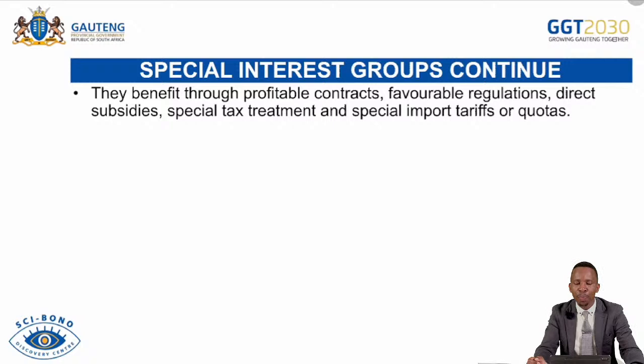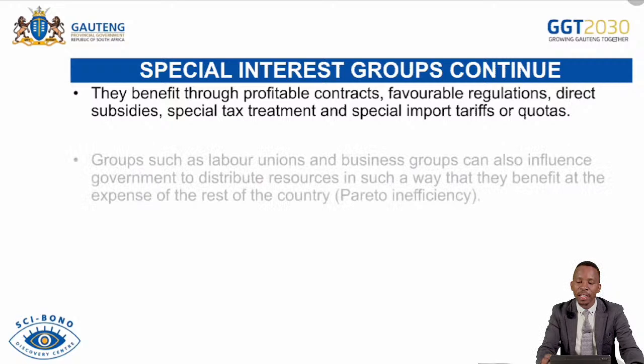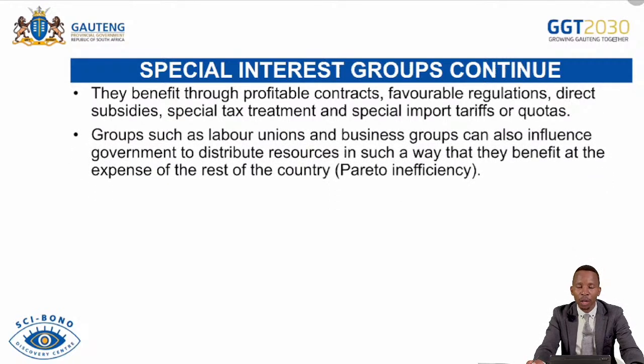They benefit through profitable contracts from the government, favorable regulations, direct subsidies, special tax treatment, and special import tariffs or quotas. So they always benefit because they can simply manipulate or push the government to act at their advantage. Groups such as labor unions and business groups can also influence government to distribute resources in such a way that they benefit at the expense of the rest of the country.